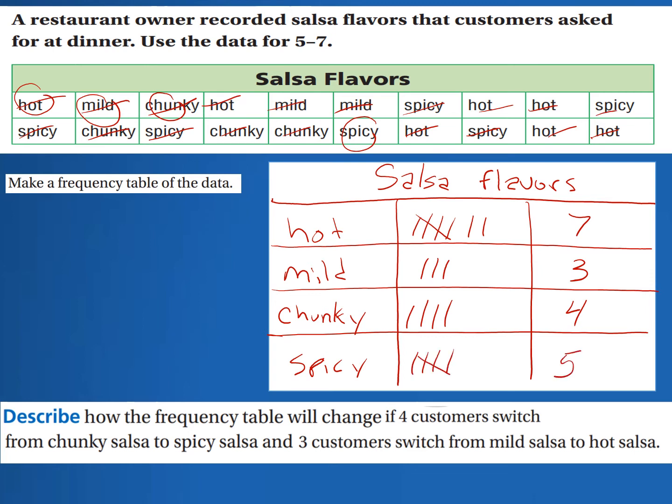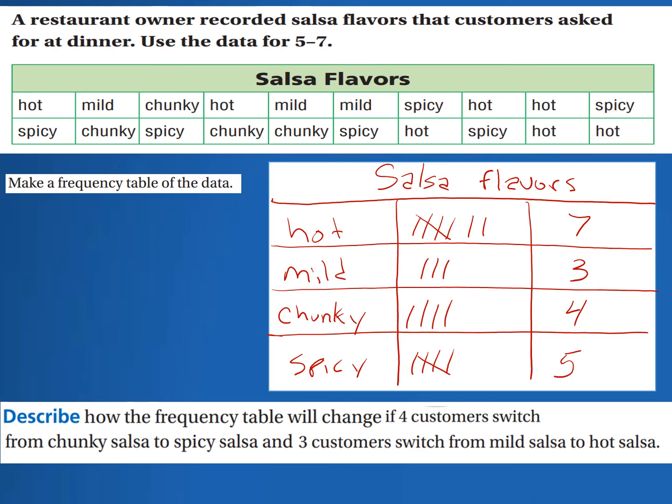Let's go back and check this again. I should have 2, 4, 6, 8, 10, 12, 14, 16, 18, 20. So 7 plus 3 is 10, 4 plus 5 is 9. I only have 19, so something's wrong here. So let's go back and check where my mistake is. What am I missing?